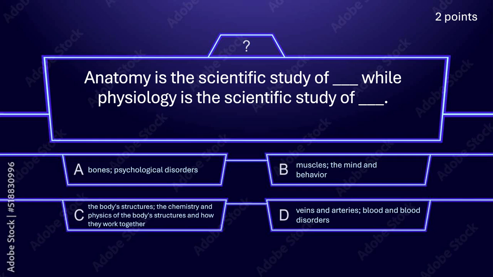So this question says, anatomy is the scientific study of blank, while physiology is the scientific study of blank. So the answer to this would be C, the body structures, the chemistry and physics. So it would be anatomy is the scientific study of the body structures, while physiology is the scientific study of the chemistry and physics of the body structures and how they work together.